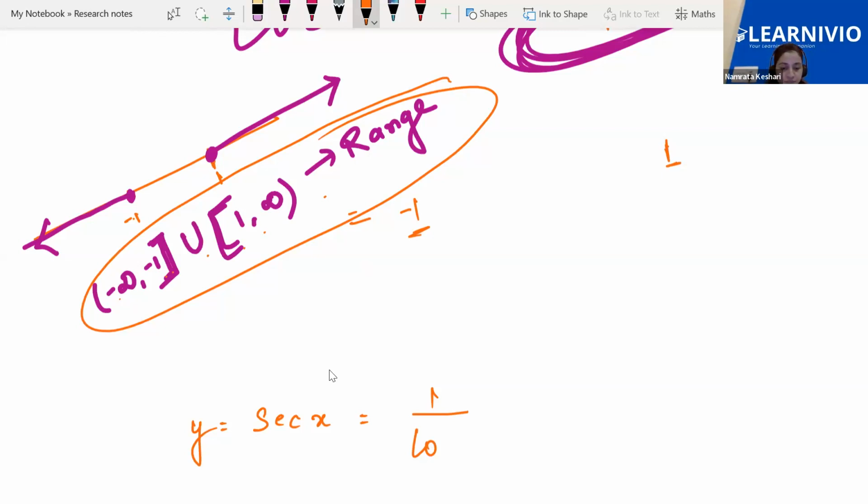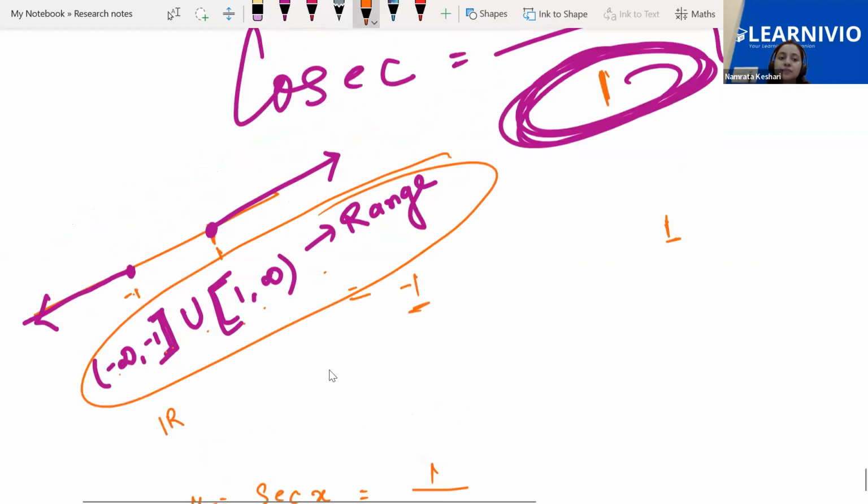Let me check. Just a second. Yeah, in your book, it can also be written. The same thing can be written like this.